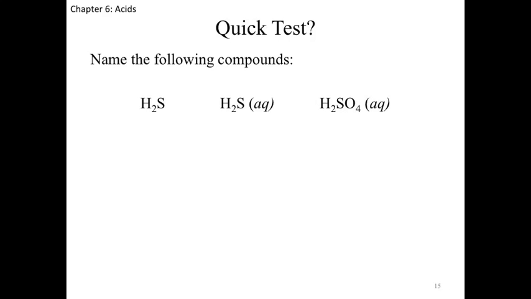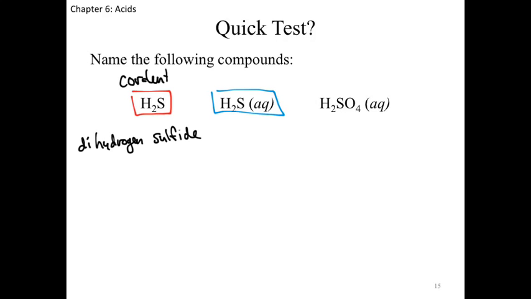This is a nice, fun, tricky one, because what we're looking at is 3 compounds that vary drastically in their formulas, which means their names must vary as well. In that first one, you'll notice that we have no AQ, which means we're looking at a covalent compound. So to name this, we have a hydrogen. So the first name doesn't change, followed by our sulfur, which we change to ide. There are 2 hydrogens, so it is dihydrogen sulfide.